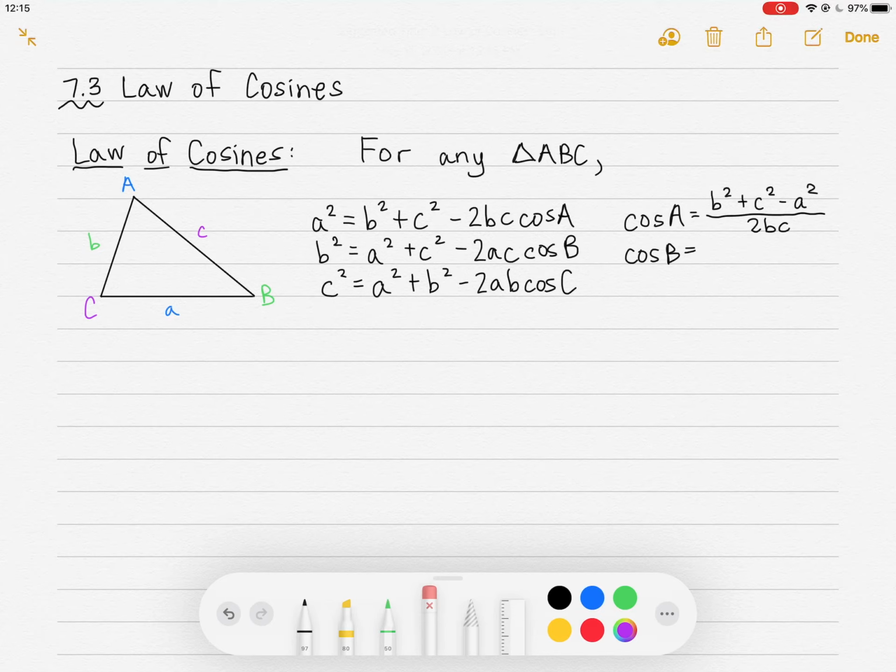My arrows are a little ugly. Let me try those again. Okay.